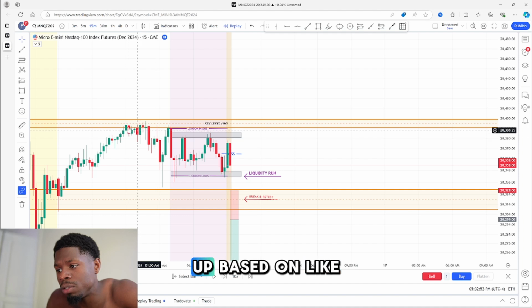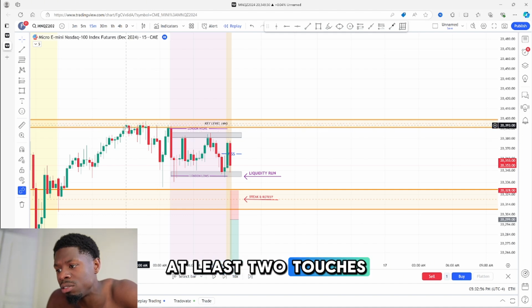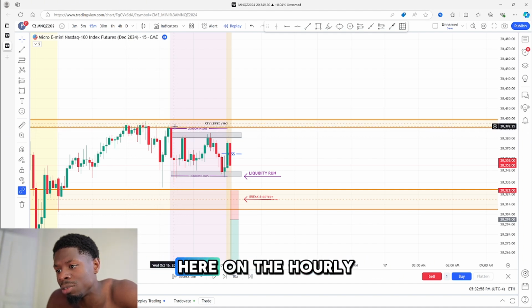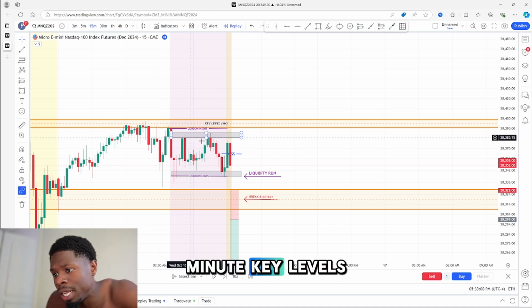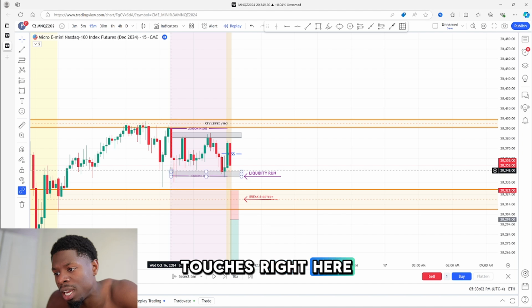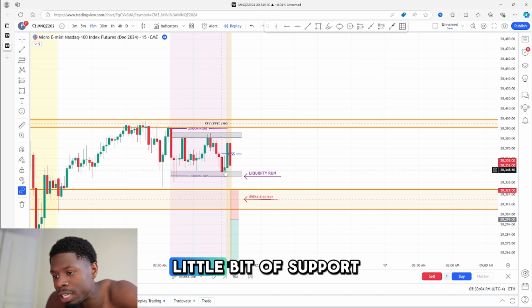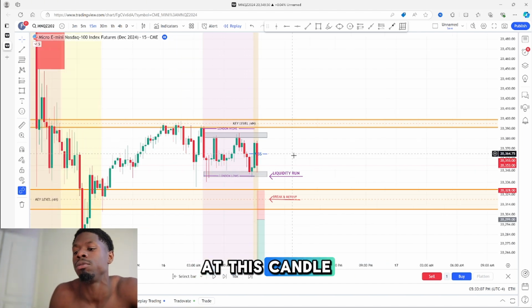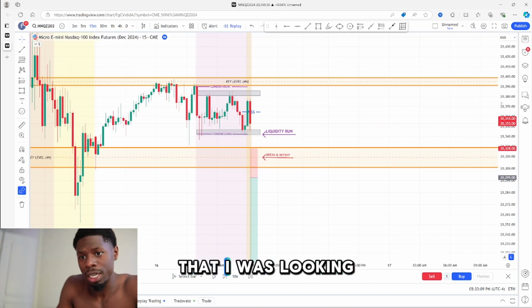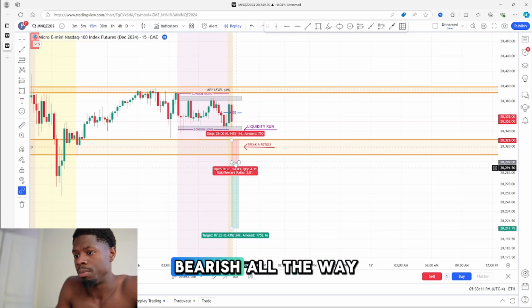I'll draw my levels up based on like if we got like at least 2 touches. So we got 1, 2, 3, 4 touches right here on the hourly, and on the 15-minute key levels, we have 1, 2 touches right here. And I counted these weeks because we had a little bit of support from this body at this candle. So this is everything that I was looking at. Okay, bearish all the way.